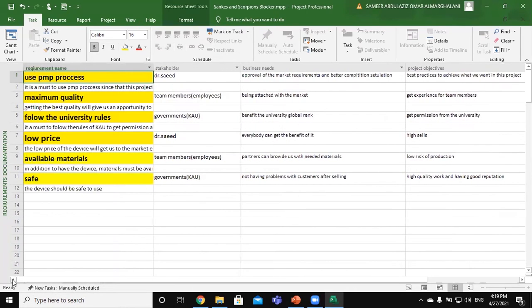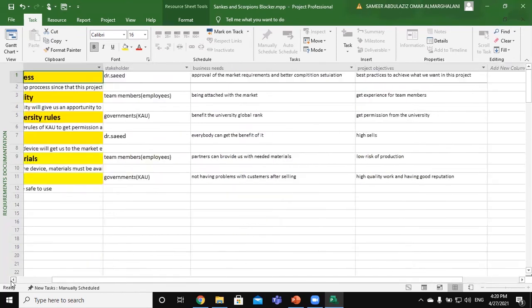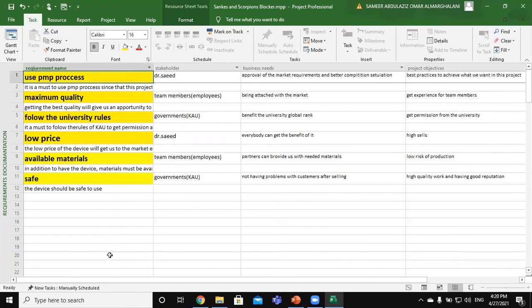Second, we have maximum quality. Getting the best quality will give us an opportunity to act by team members, employees. Business needs are being attached with the market, and the project objective is to get experience for team members, and so on.